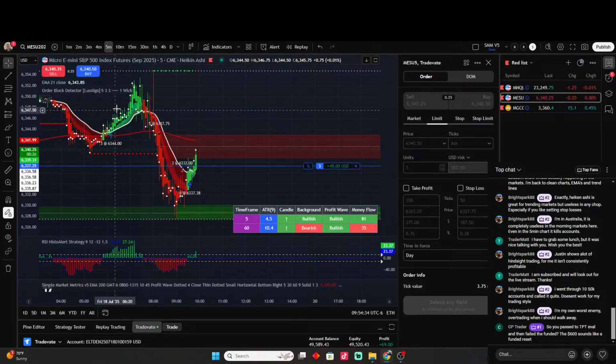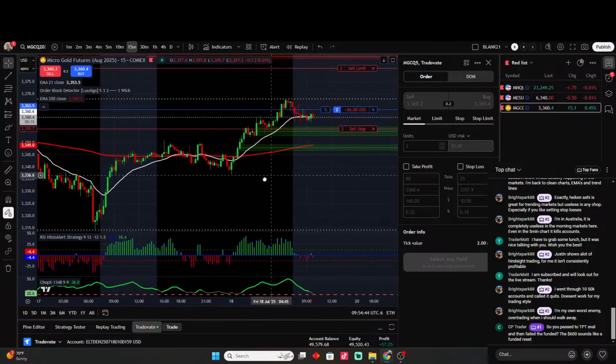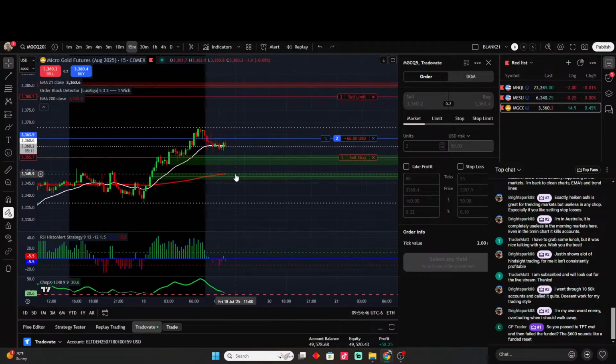And then you look at a Blake chart and you're like, if I would have just stayed with the regular chart, I would have avoided this. You go to something like this and you're like, this was so much simpler to read. Here's my 200. We're above that, so we're going to only look for buys.